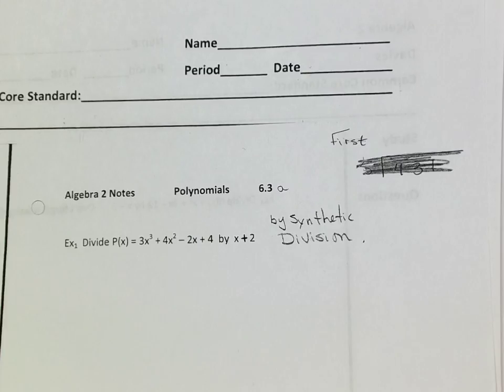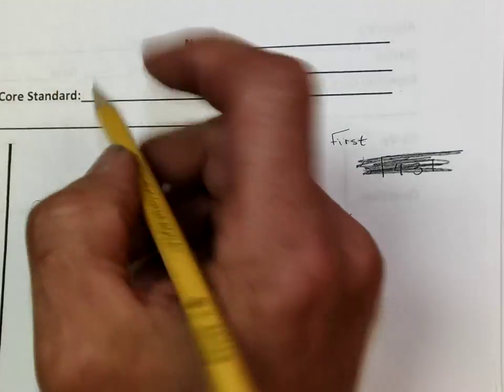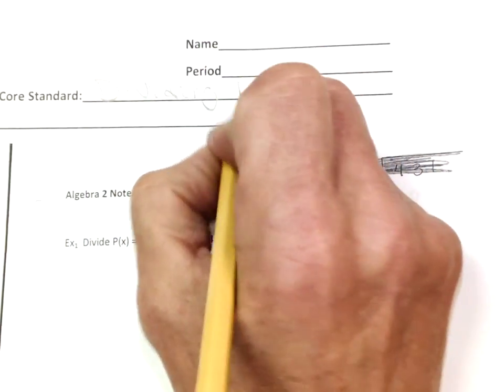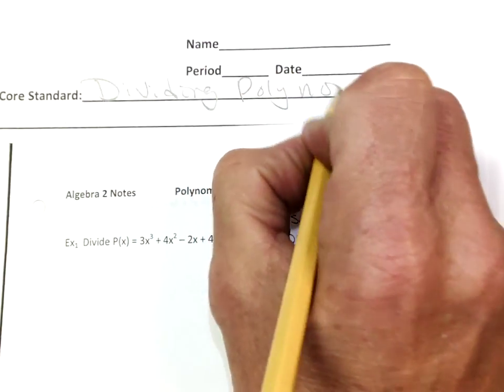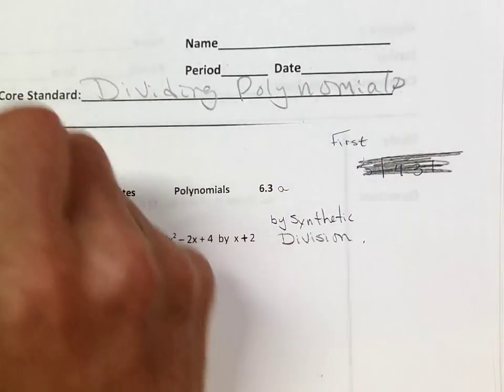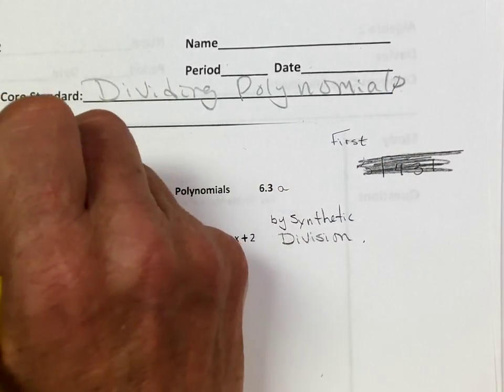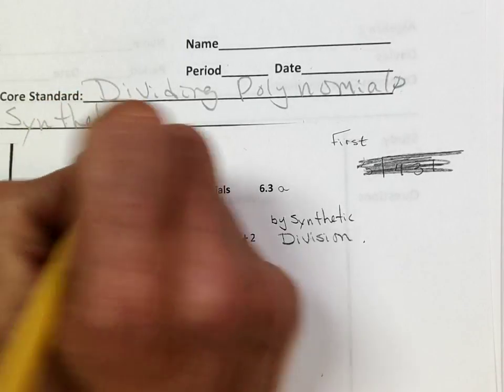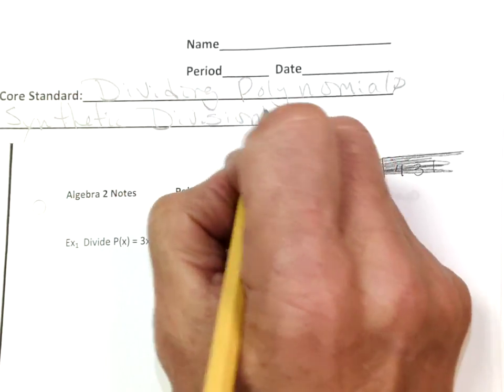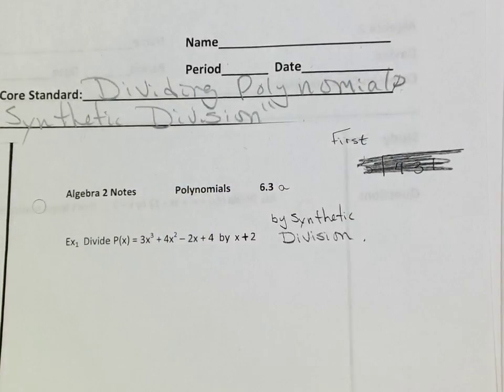Today we are talking about dividing polynomials. And the way we are going to do dividing polynomials is by synthetic division. Let me go back to the reading so we can see what synthetic's all about.